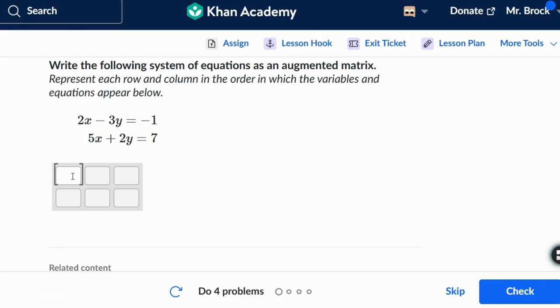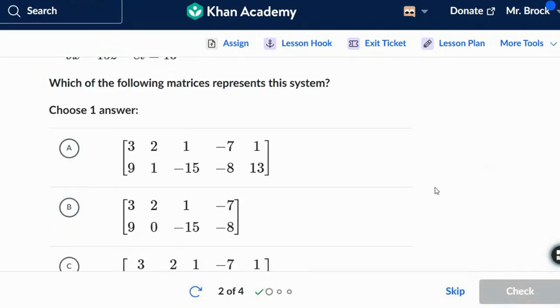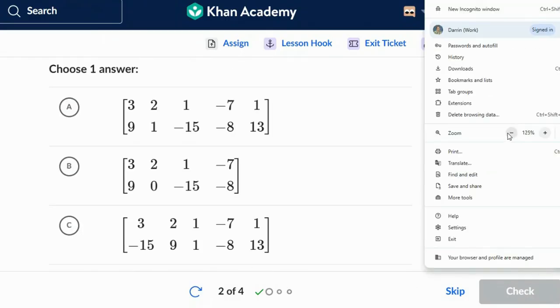So what goes in our blanks here? We have an X column, a Y column, and a constant column. So it's going to be 2, -3, -1. All right. 2, -3, -1. This is a positive. This is positive. So the bottom row is all positive numbers. 5, 2, 7. The X's are 2 and 5. Perfect. The Y's are -3 and 2. Perfect. The constants are -1 and a +7. Nice work. Okay, second question. Oh, there's 4 of them. I gotta make this smaller.